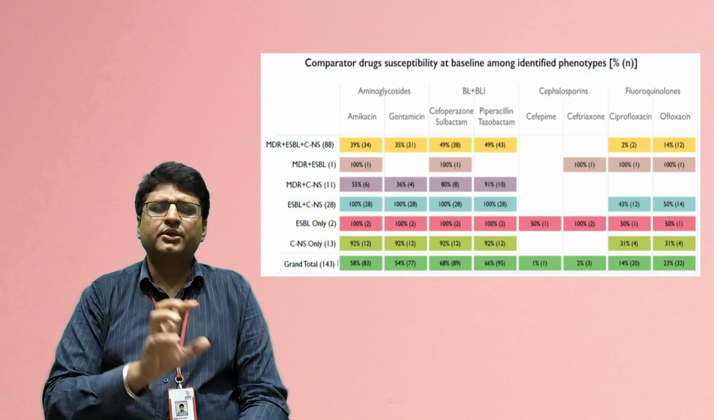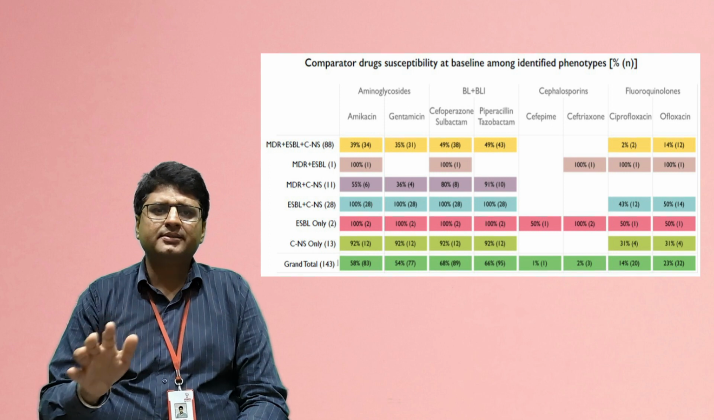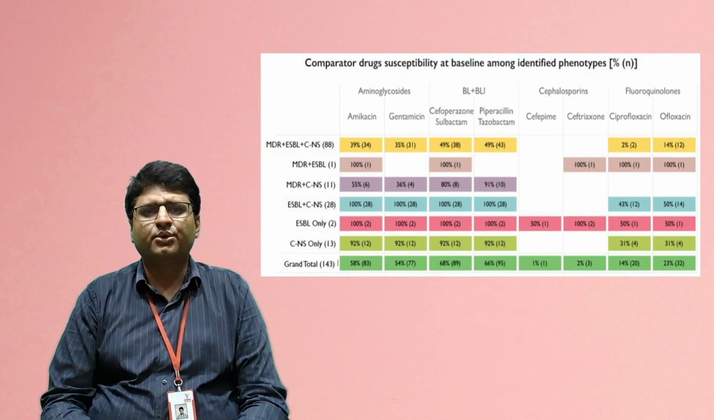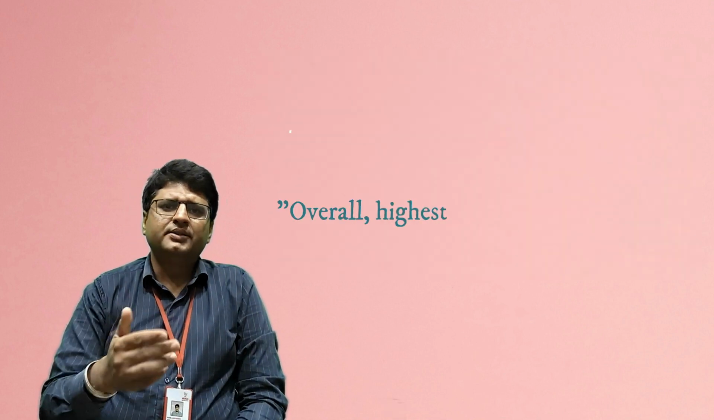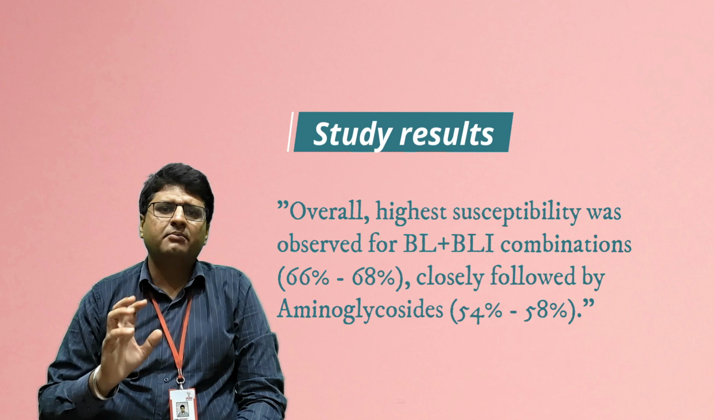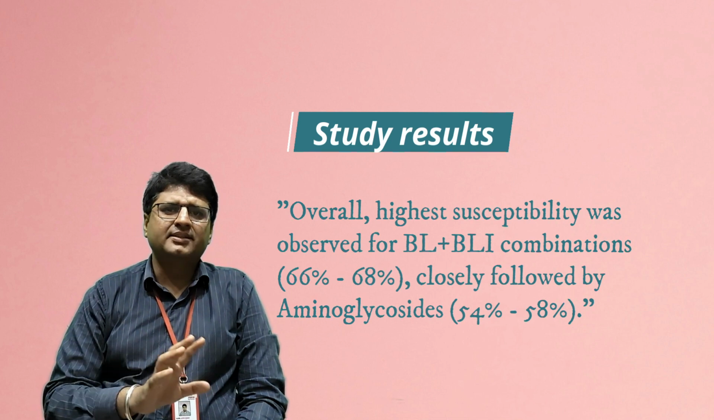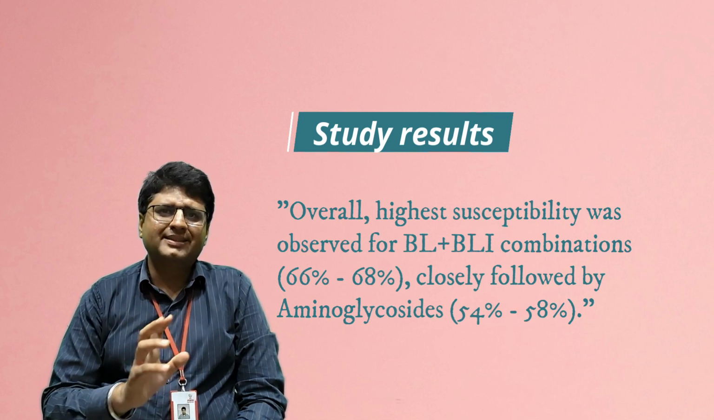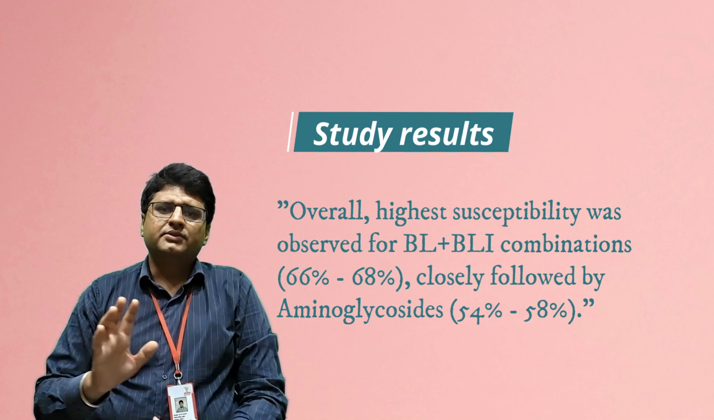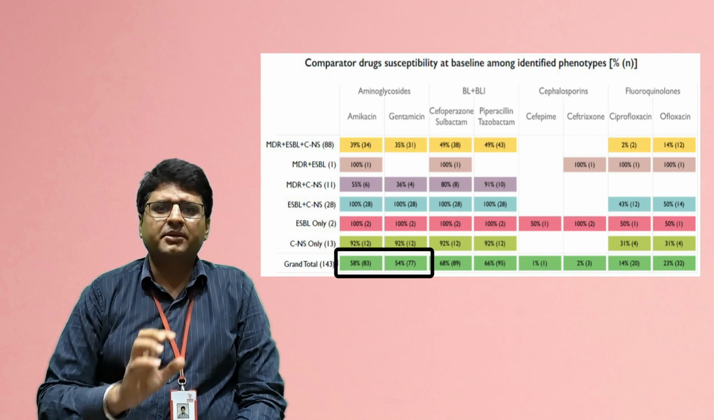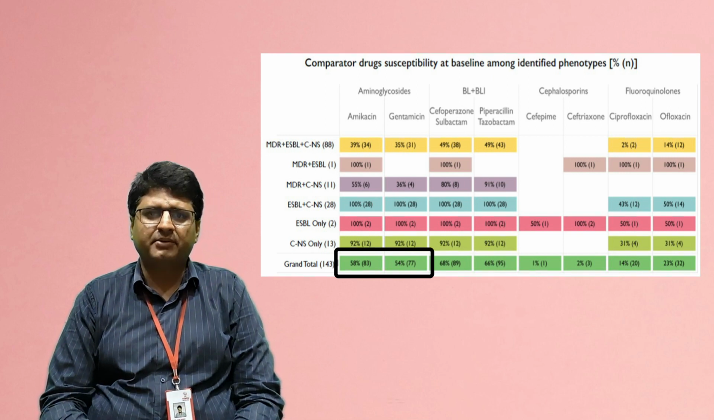So this is the range 2% to 49% susceptibility for these comparator drugs for this subgroup, that is MDR plus ESBL plus ceftriaxone non-susceptible. Also, another important point to note here is that the overall highest susceptibility was observed among the BL-BLI combinations, which is 66% to 68%: 68% for piperacillin tazobactam and 66% for cefoperazone sulbactam, closely followed by aminoglycosides, that is 54% to 58%. So gentamicin was 54% susceptible and amikacin was 58% susceptible.